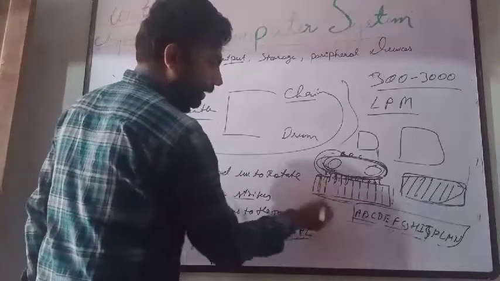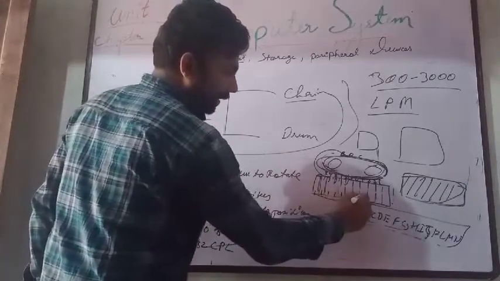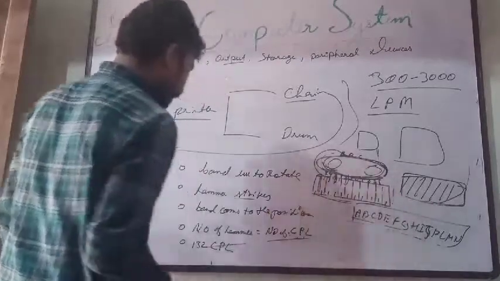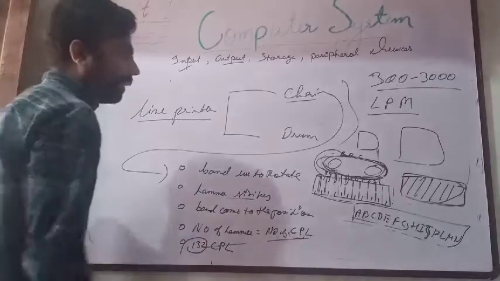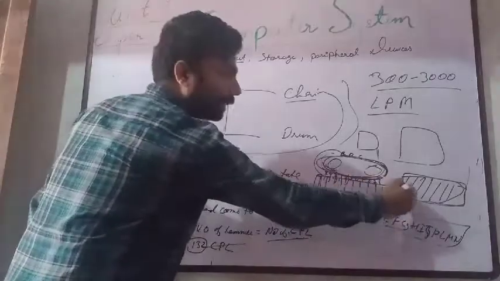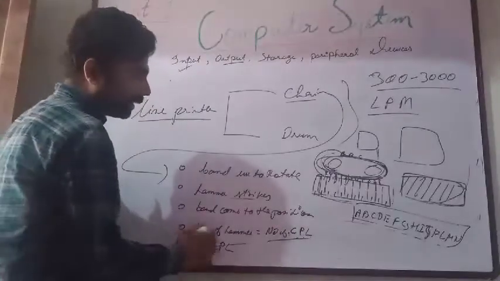So hammering, how much hammering is there per line? 1, 2, 3, 4, 5, 6, 7, 8, 9, 10, 11. Only 11 is there now, but they are telling 132 CPL, characters per line. There should be 132. It is very difficult to make it here, but you understand that 132 should be there.